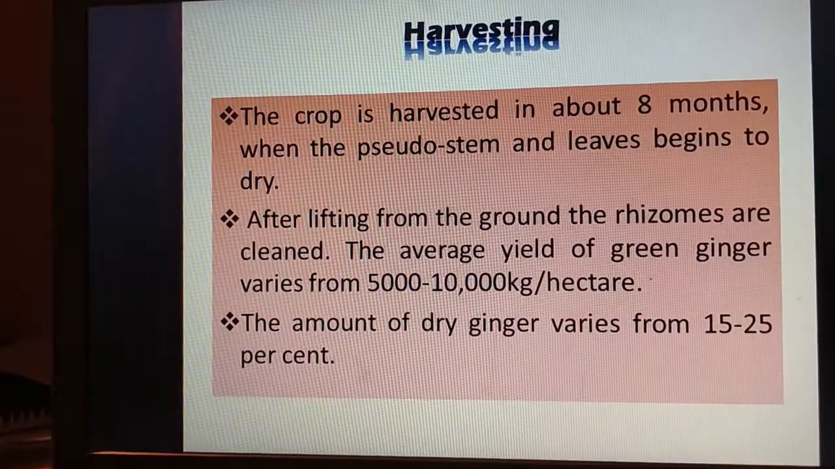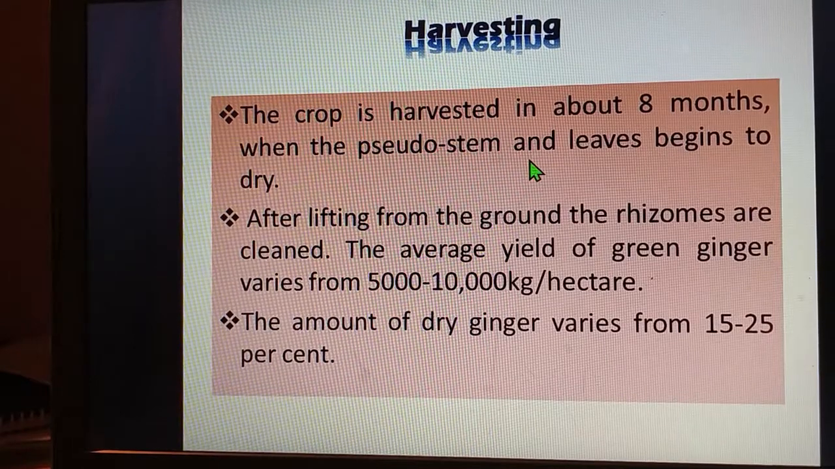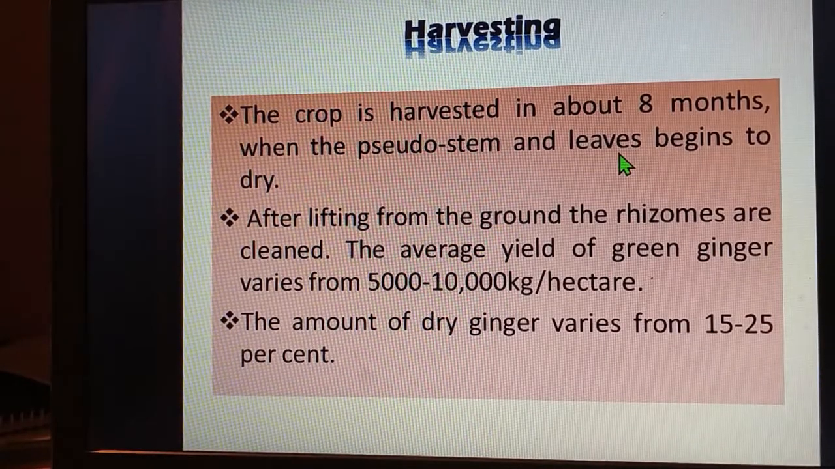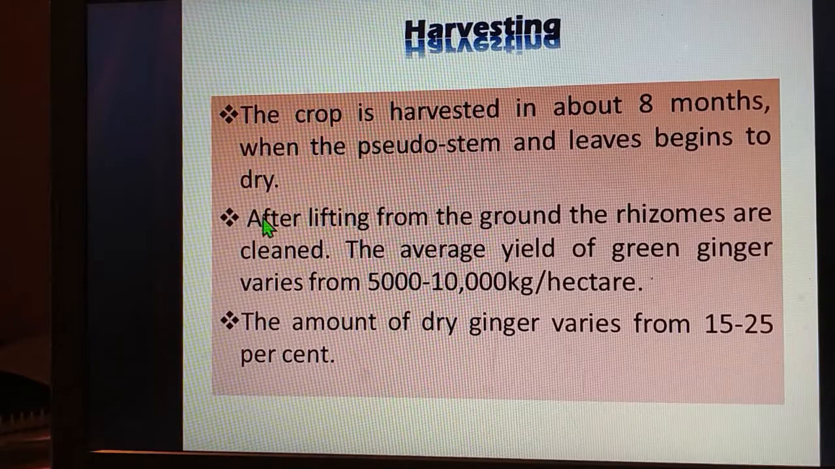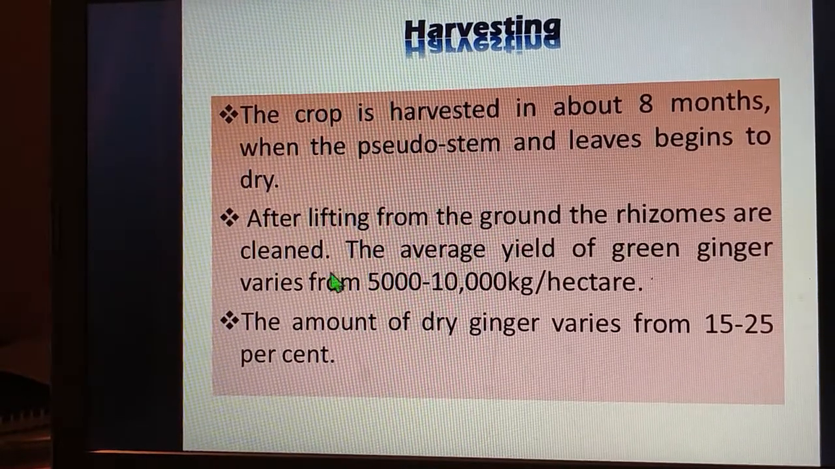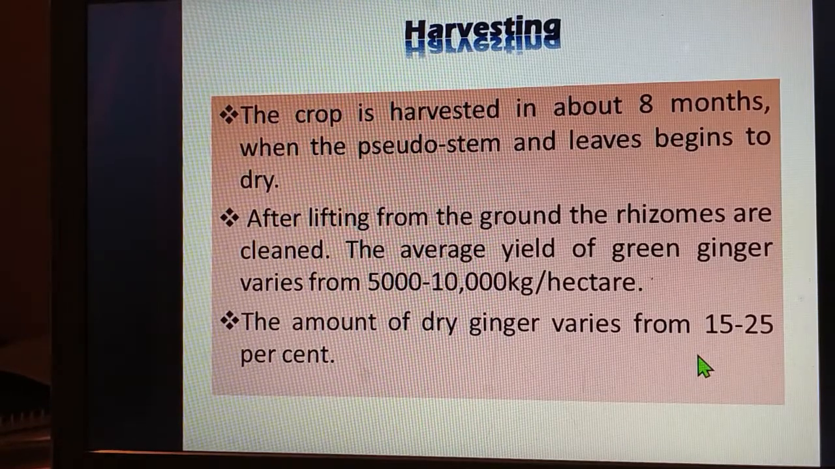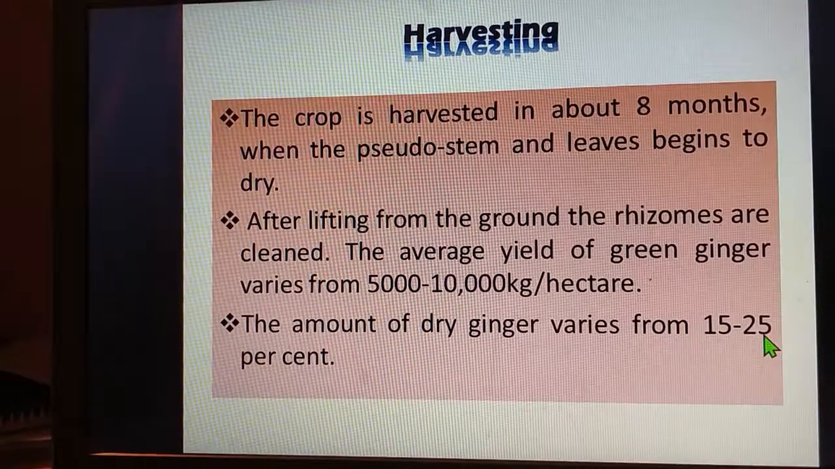Now coming to the harvesting, the crop is harvested in about 8 months, when the pseudostem, okay, the aerial stem, as well as the leaves begin to dry. And after lifting from the ground, these rhizomes are cleaned, and usually the average yield of green ginger varies from 5,000 to 10,000 kg per hectare. And the amount of dry ginger usually varies from 15 to 25%.